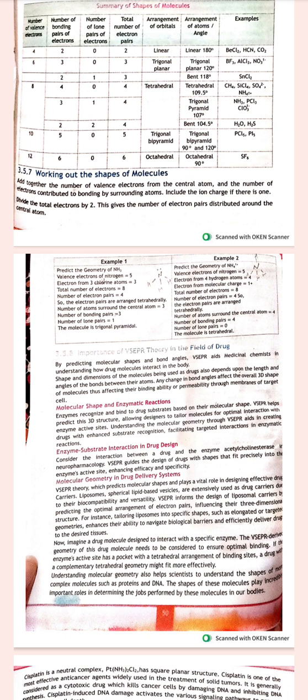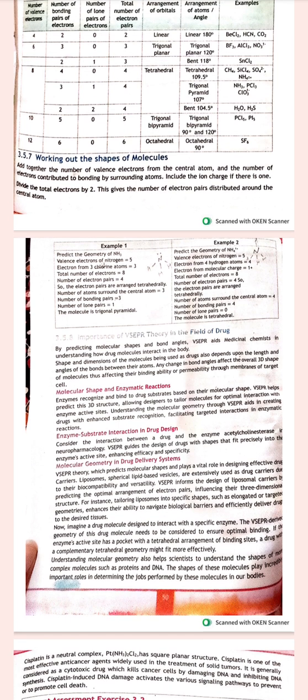And if we have bonding pairs 2, lone pairs 2, then the geometry will be bent like in water and in hydrogen sulfide, and the angle of 104.5 degrees is also present. Now we have 5 bonding pairs, no lone pair, then trigonal bipyramid, 90 degree and 120 degree angles. Examples are PCl5, PF5. And if we have 6 bonding electron pairs, no lone pair, then the geometry will be octahedral, and that is 90 degrees, with SF6 as the example. So this is the basic chart.